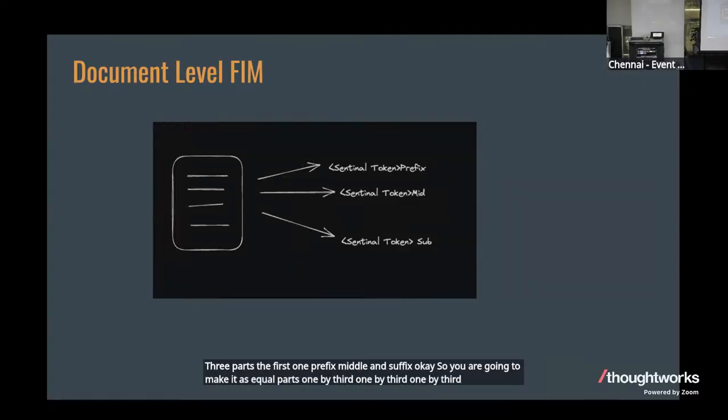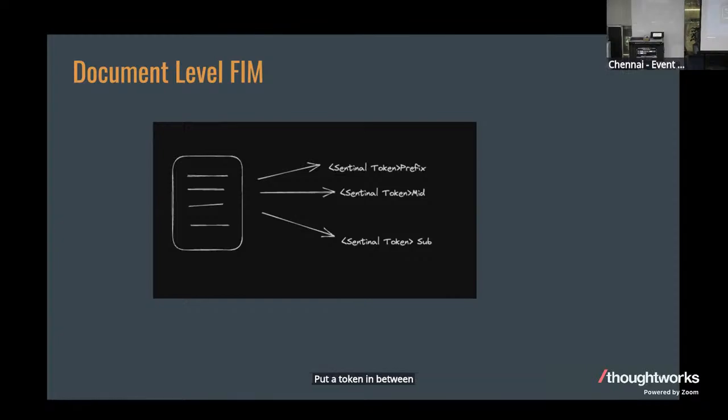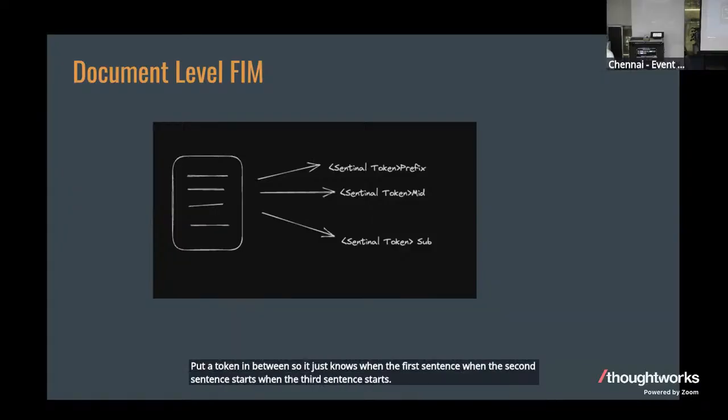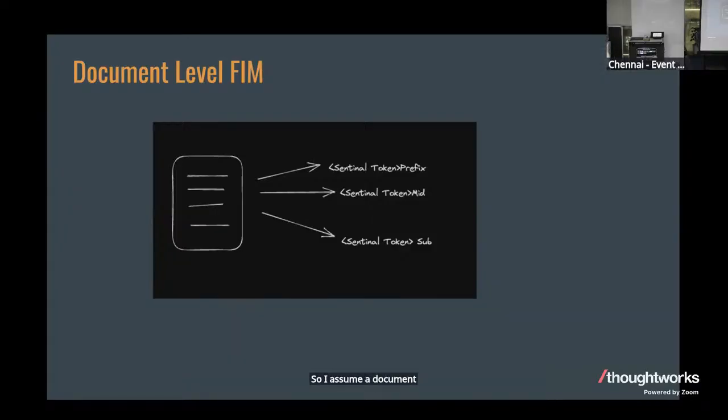And put a sentinel token. A sentinel token means that when you encode it, you put a token in between, so it just knows when the first sentence starts, when the second sentence starts, when the third sentence starts. So assume a document, split it three ways, with a marker for where each part starts. This is what we are doing, right?